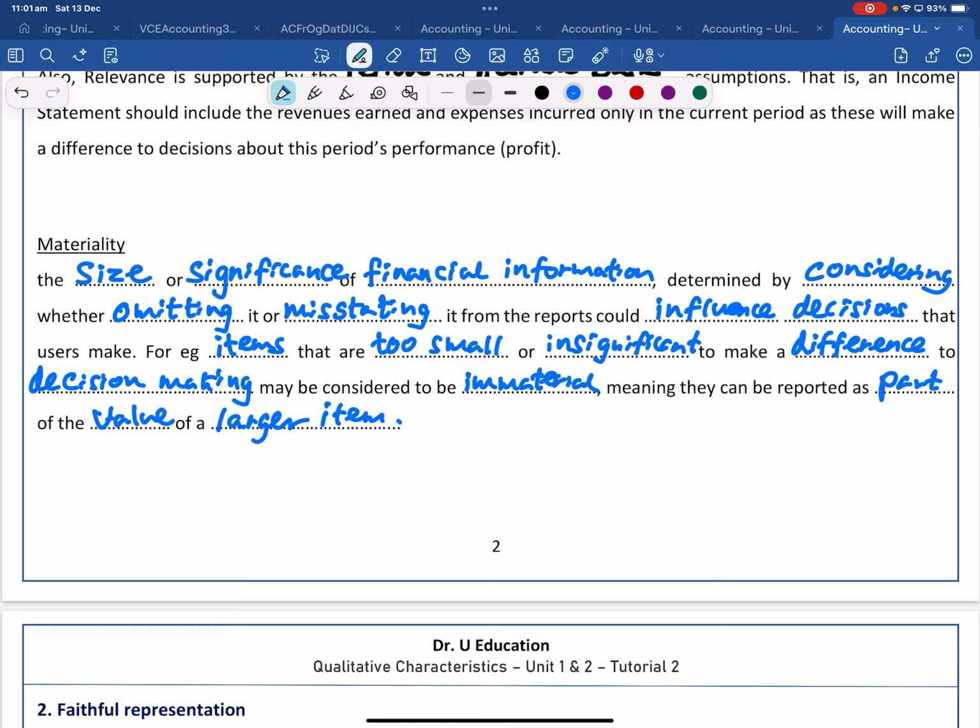Before I answer the question, you know the answer. Is it going to change the decisions of the users? If we include a calculator worth $20 in the assets, or do not include it, is it going to change the decisions of the users? No. Why? Because other assets are in millions, or maybe even billions. I don't know exactly. Hundreds of millions. So it's not going to make a difference.